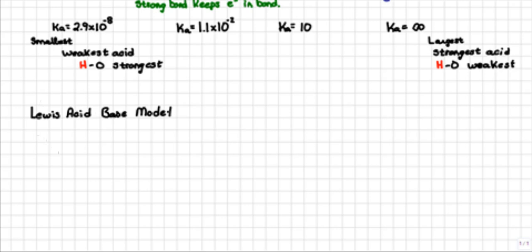acids and bases. Now, to help us with this, we'll need some definitions, and an acid from this point of view is something that can receive electrons. It is an electron pair receiver.